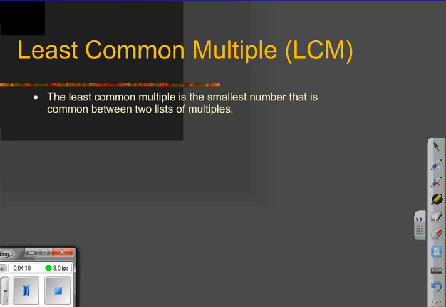When multiples really start coming into play is when you're trying to find the least common multiple. So this is where you have to kind of look at the numbers. We know what a multiple is. You are finding the least, and least means what? Lowest, smallest. Yep. And what does common mean?